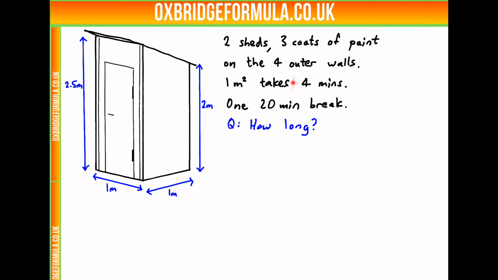So if we have 2 of these sheds and we're painting the 4 outer walls, maybe it's a good idea to group up the same types of wall into different categories, then work out their individual areas. So what about this first rectangle? We can see that it's 2.5 meters by 1 meter. Let's call this wall type A. How many of these do we have? So it's just 1 per shed, but we have 2 sheds. So we're going to have to paint 2 of these types of wall.